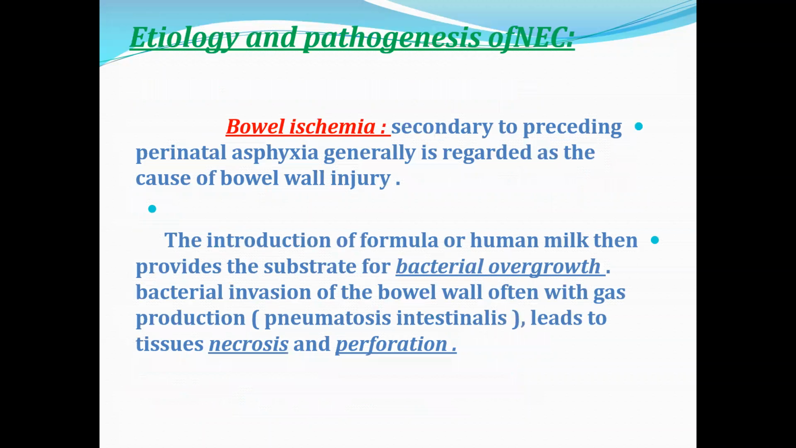Etiology and pathogenesis of NEC. Bowel ischemia secondary to preceding perinatal asphyxia generally is regarded as the cause of bowel wall injury. So if we have a bowel wall injury, the aggressive feeding of formula or human milk then provides a substrate for bacterial overgrowth.